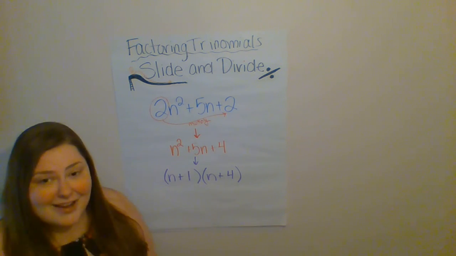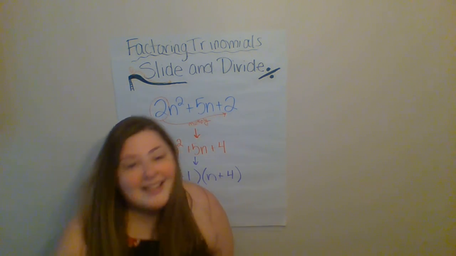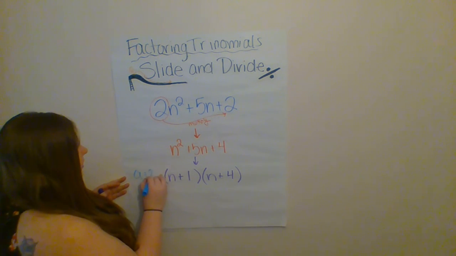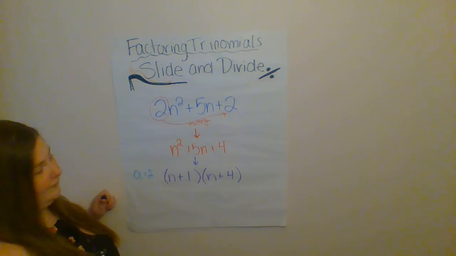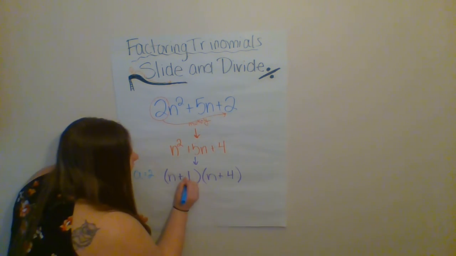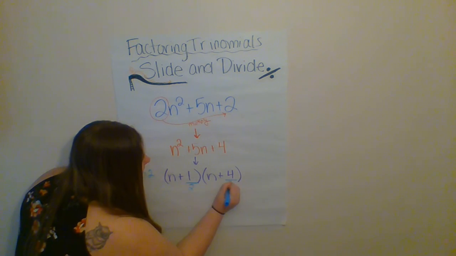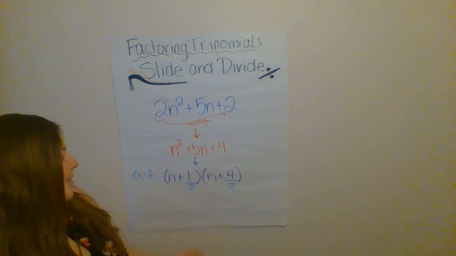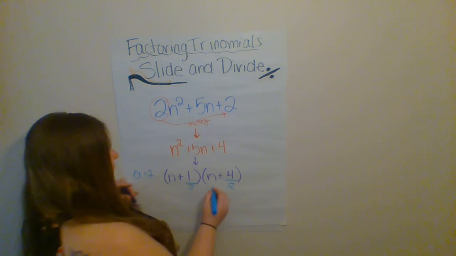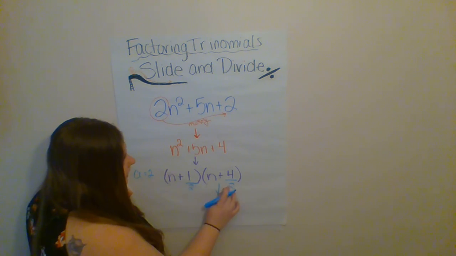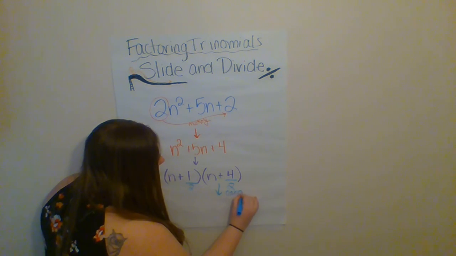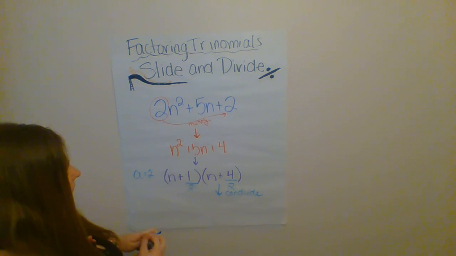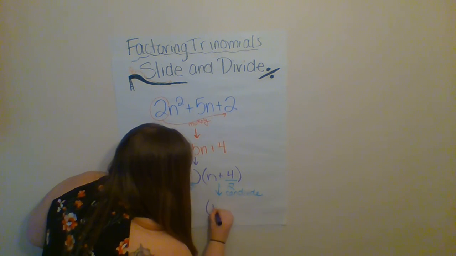Now, this is not our answer. What we still have to do is divide by that a from the original problem. So we're going to divide this by 2, and we're going to divide that by 2. So that's where the divide comes into it. If you can divide it by 2, do it. So n plus 4, 4 divides by 2, we can divide it. So that's going to become n plus 2.